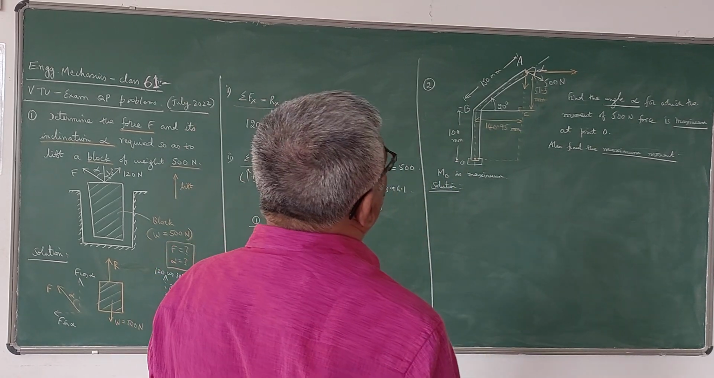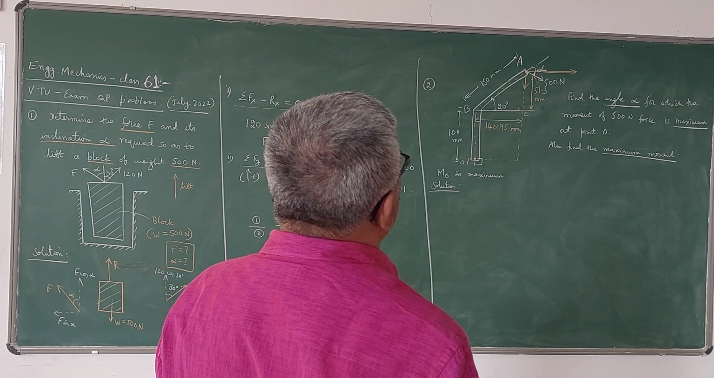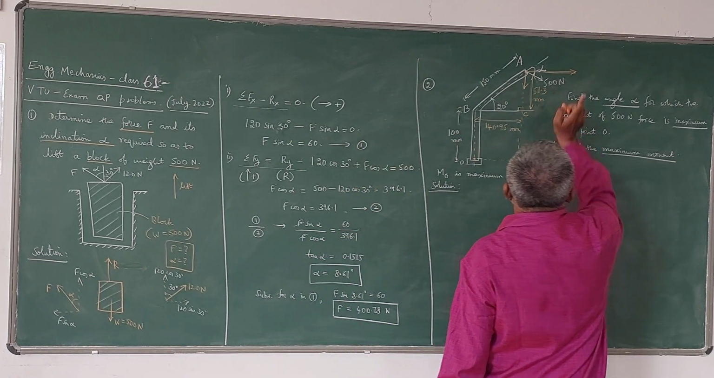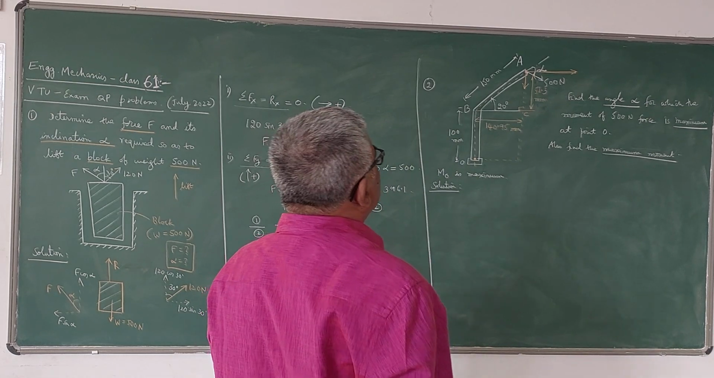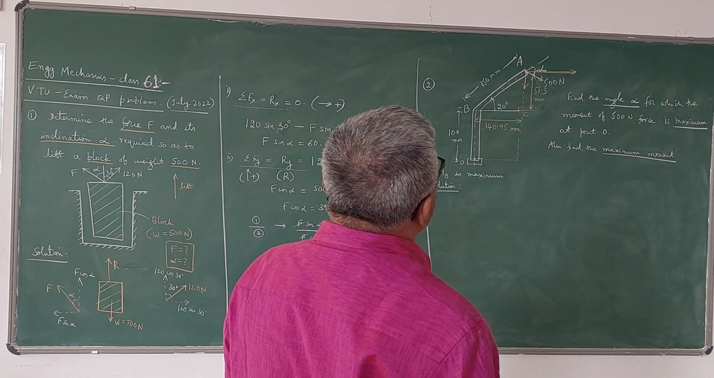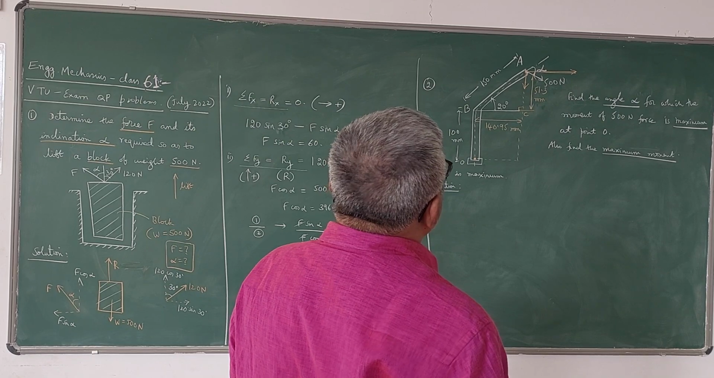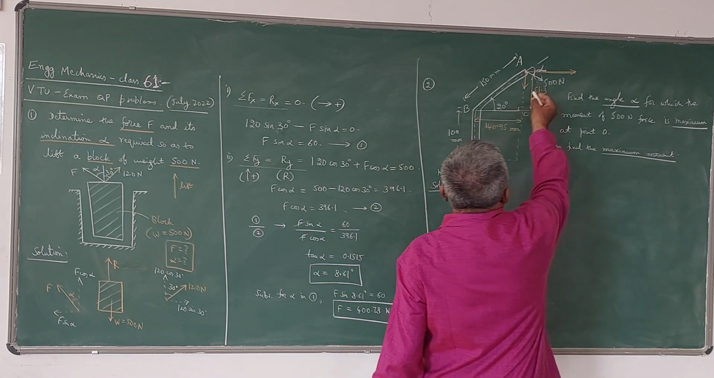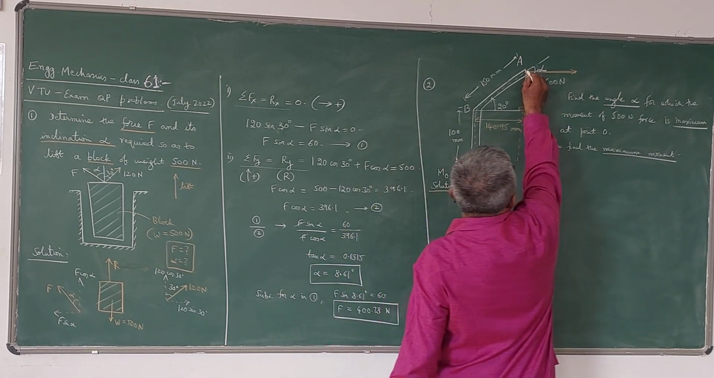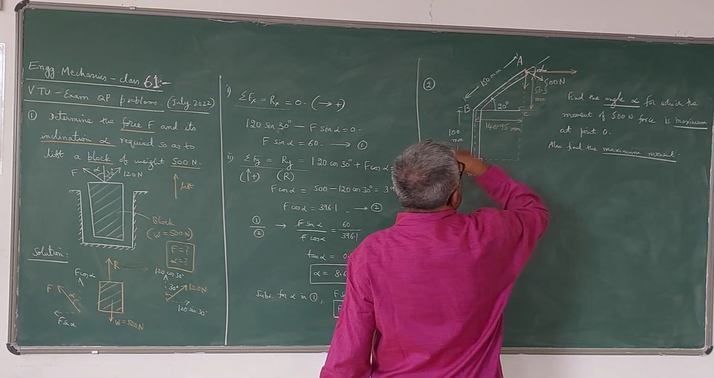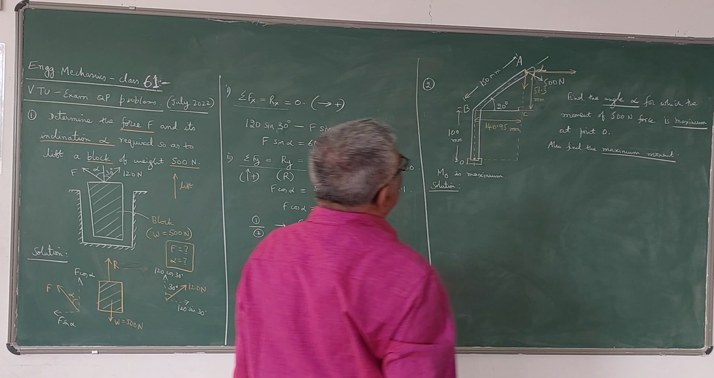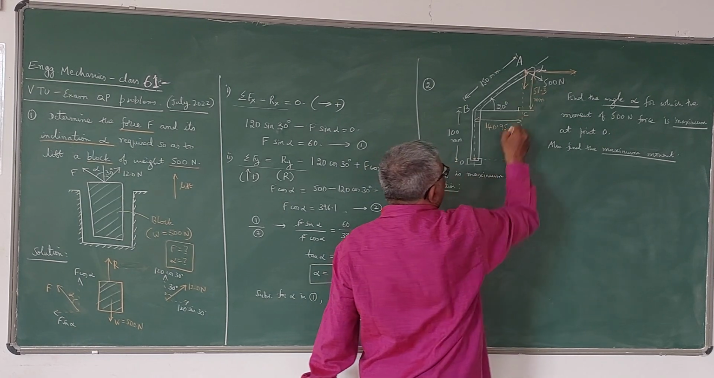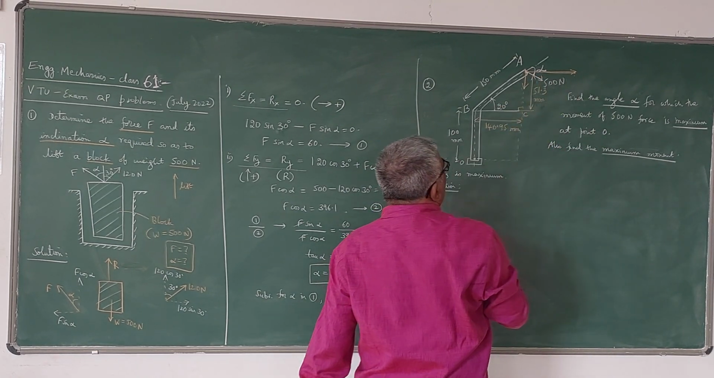That means if you try to resolve this 500 Newton force into two components, then we can write down the moment expression. So moment of this 500 Newton force about the point O is nothing but moment due to this horizontal component plus moment due to this vertical component. You can see that both the moments are clockwise.